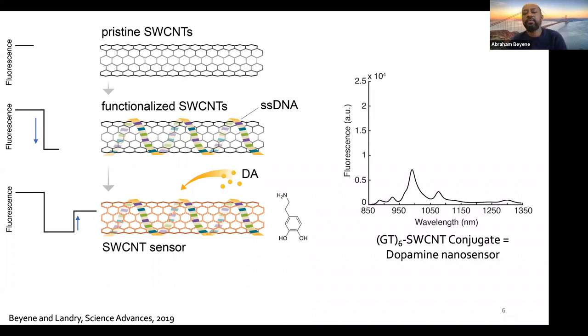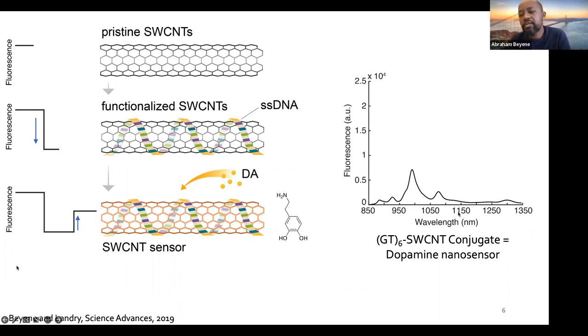So let me show you what this actually looks like in reality, what the fluorescence emission from these dopamine sensors looks like. So this is a dopamine sensor that we use quite often in the lab. This is created from a conjugation of GT6 with single-strand nanotubes. By GT6, what I mean is just alternating Gs and Ts, creating this 12-mer short oligo sequence that spontaneously self-assembles on the surface of the nanotube, creating this colloid that is very stable and is also emissive. So you can see this fluorescence emission from it. So that is the baseline fluorescence.